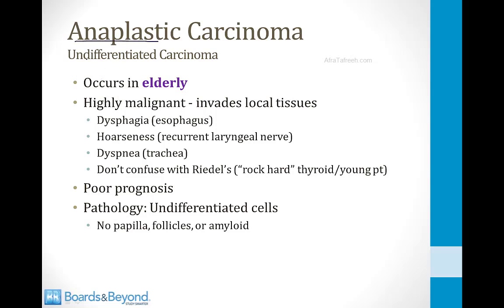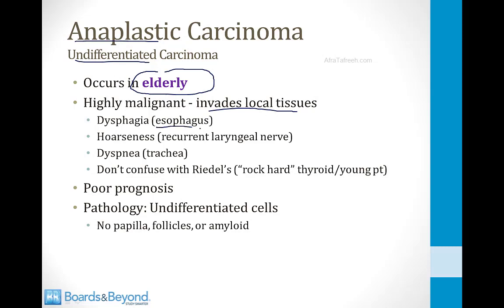It's also sometimes called undifferentiated carcinoma. This occurs in elderly patients. It is a highly malignant cancer. It often invades local tissue. And the way they are likely to ask you about this rare tumor on step 1 is to use it to test your knowledge of anatomy. So you need to know the structures that are near the thyroid gland in order to understand what can happen when this tumor grows locally.